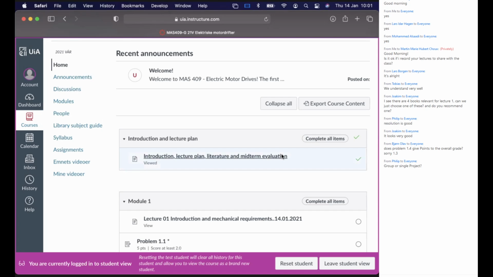Yes, it will be a group project. But in some cases, if you have good reasons, you are also allowed to be alone in the group. Okay, that was for the questions on the chat.